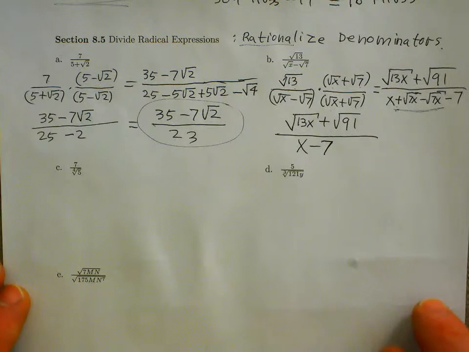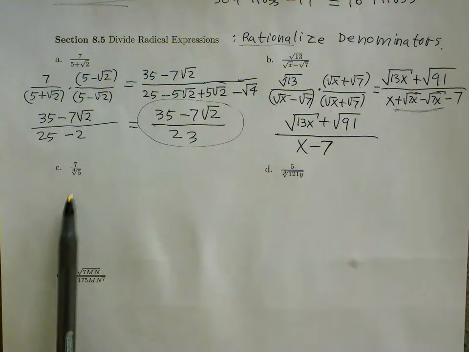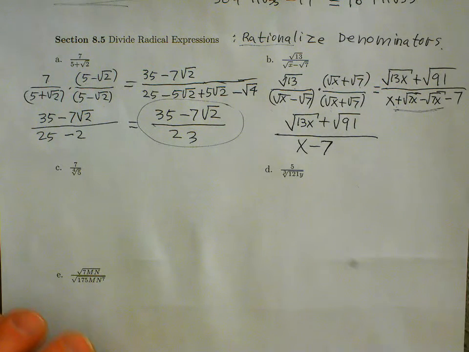Okay, part C, 7 divided by the fourth root of 5. So think of 5 as 5 to the first. Since we want to rationalize the denominator, we ask, what would I have to multiply by 5 to the first in order to get a perfect fourth power? I would have to multiply 5 times 5 to the third to get 5 to the fourth.